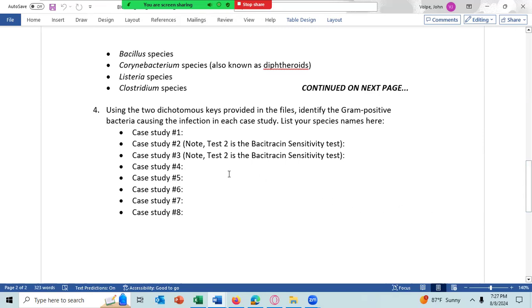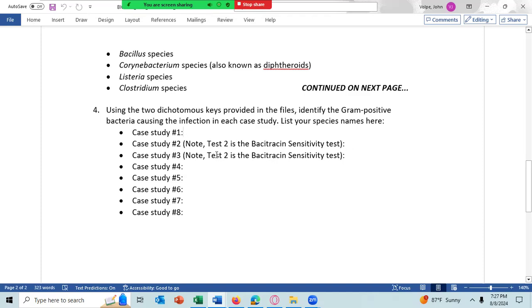And then for case study 1, using the dichotomous keys provided, and there's 2, a gram-positive cocci and a gram-positive bacilli. Tell me the species that caused the infection in case study 1, and then write that here and submit it. In case study 2, right here, give me the species which is causing the infection in case study 2.